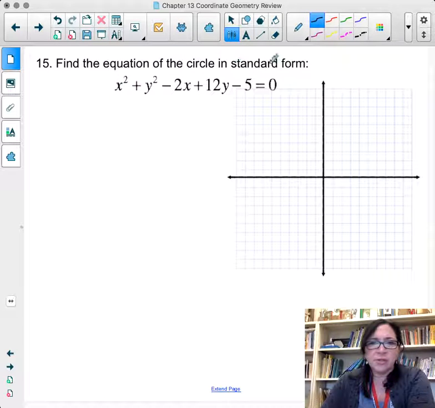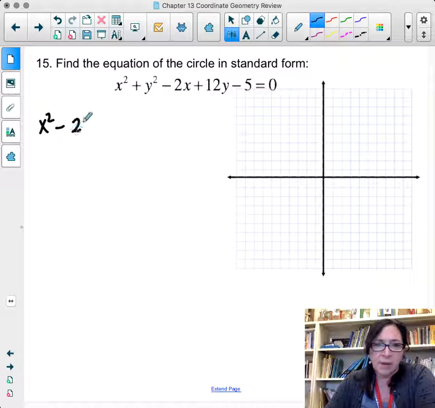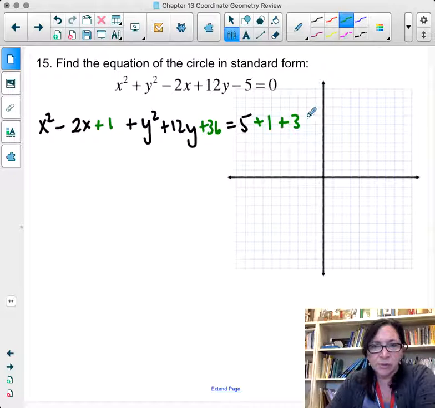Find the equation of the circle in standard form. We need to complete the square. We already did one like this, very similar. So I'm going to group my x's, so x squared -2x, leave a space. I'm going to go plus y squared plus 12y is equal to 5. I'm going to complete the square. I'm going to take half of -2, which is -1, square that, I get 1, add 1 to both sides. Half of 12 is 6. 6 squared is 36. I'm going to add 36 to both sides.